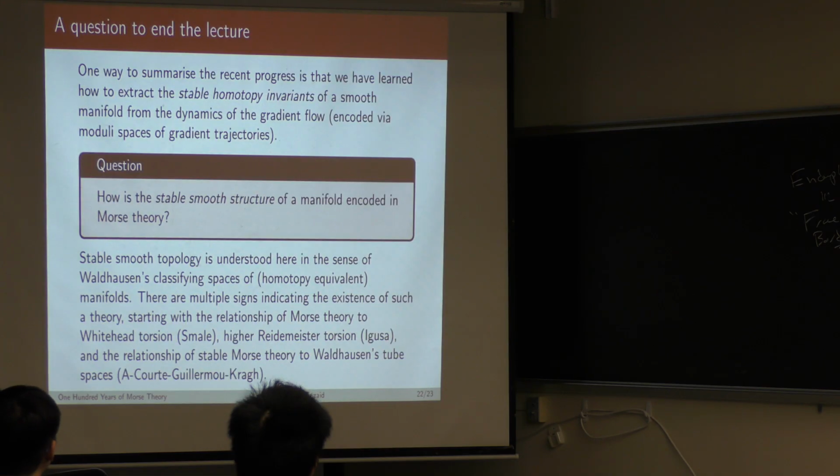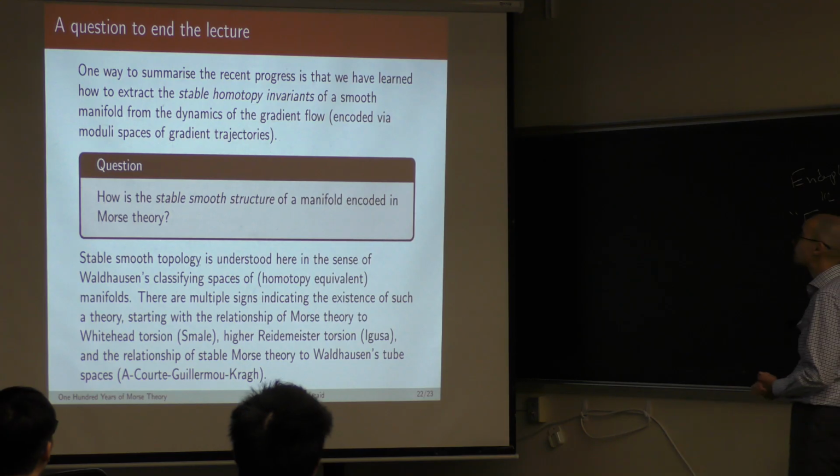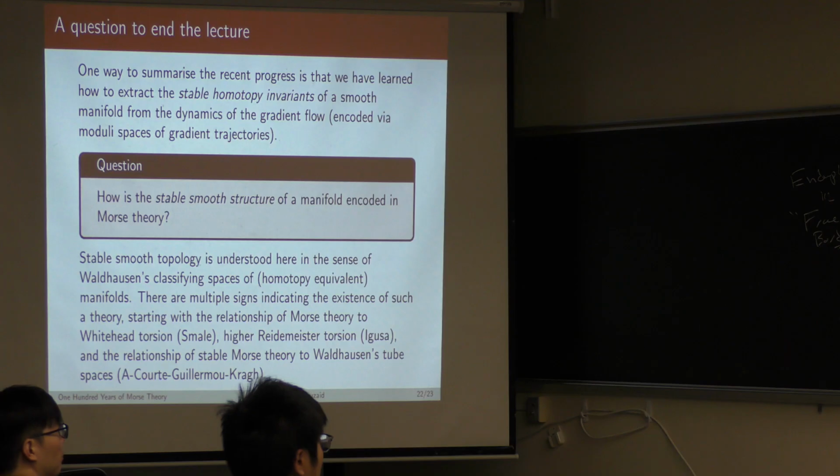And then the last thing that I want to end with is that there are still a lot of mysteries in Morse theory, as far as I'm concerned. And I think the fundamental one that I don't understand is that right now everything that I've said is about constructing stable homotopy invariants of manifolds out of their Morse theory. But that's not the only kind of stable information there is.